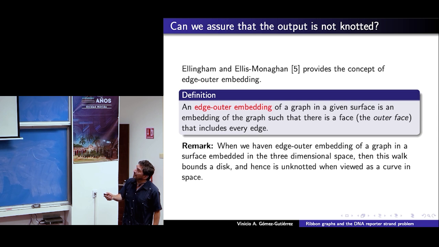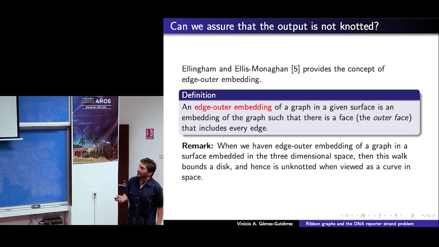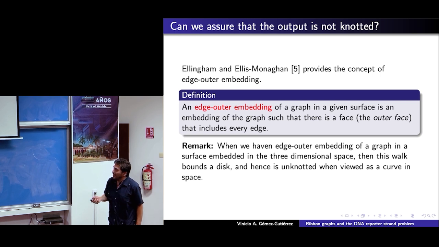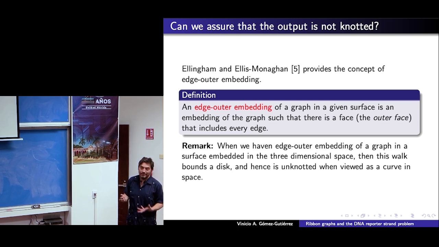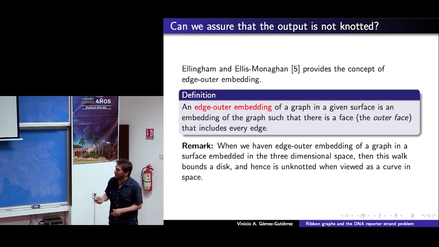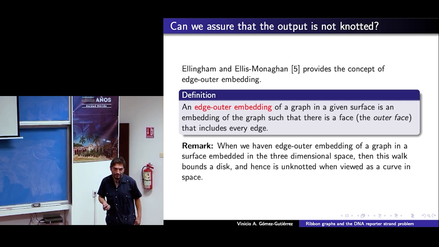There is a concept of edge-outer embedding. An edge-outer embedding of a graph in a given surface is an embedding of the graph such that there is a face, the outer face, that includes every edge. When we have an edge-outer embedding of a graph in a surface in three-dimensional space, then this wall bounds a disk, and hence is unknotted when viewed as a curve in the space.